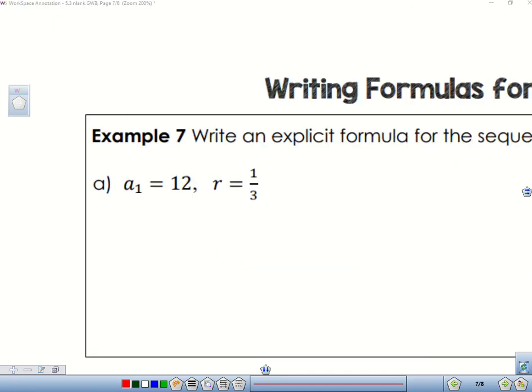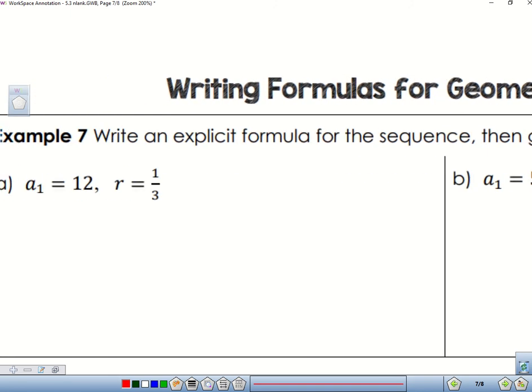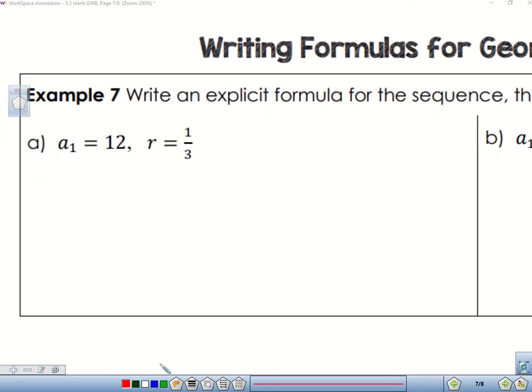Alright, so the next two problems we're going to do are writing the explicit formulas and then getting the first 5 terms. In this case, they already gave you A1 and R. So your formula is A_n is equal to the first term times your common ratio, I just like to put it in parentheses anyways, just makes my life easier, to the n minus 1 power. Everybody understand how I got that?